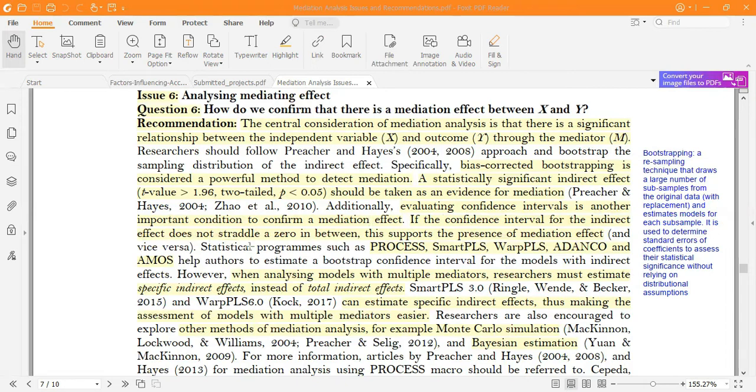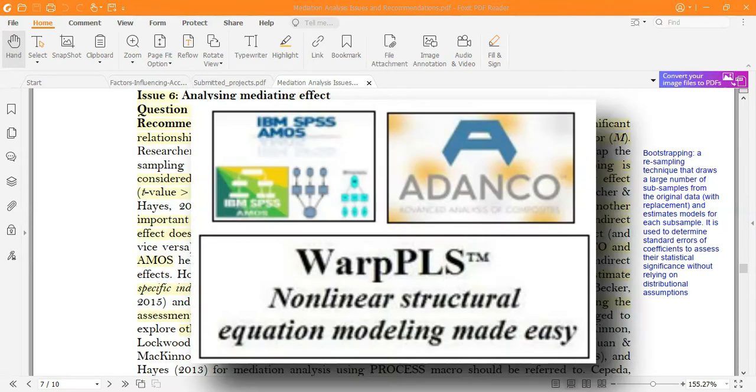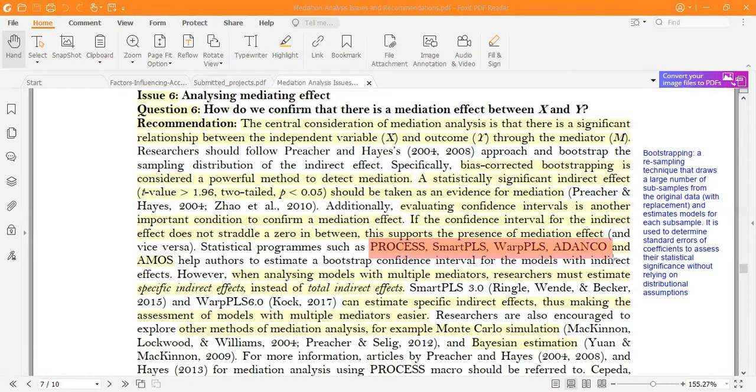So, for example, if the confidence interval for the indirect effect does not straddle the zero in between, this supports the presence of the mediation effect, and if not, then there is no mediation effect. Statistical programs such as PROCESS, Smart PLS, ReP PLS, ADANCO, and Amos are some of the software which can help authors with the bootstrapping confidence interval.